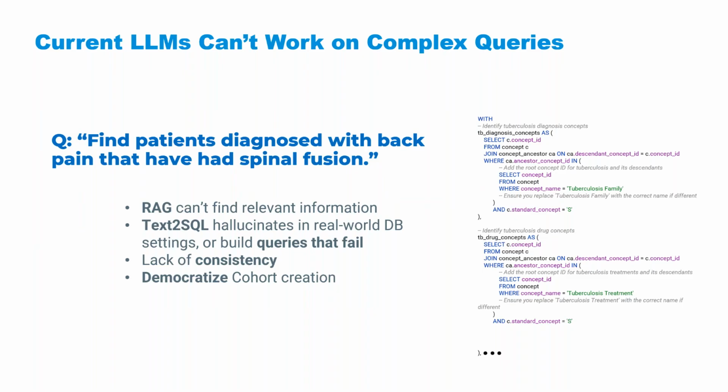So if we use a pre-trained text-to-SQL model that works well on some specific applications, it will probably not do well in a complex database with many tables and many relations among the tables. So of course, there will be a lack of consistency because the models are not really sure what they are doing. And by creating a text-to-SQL that can work on the text data, we can democratize cohort creation.